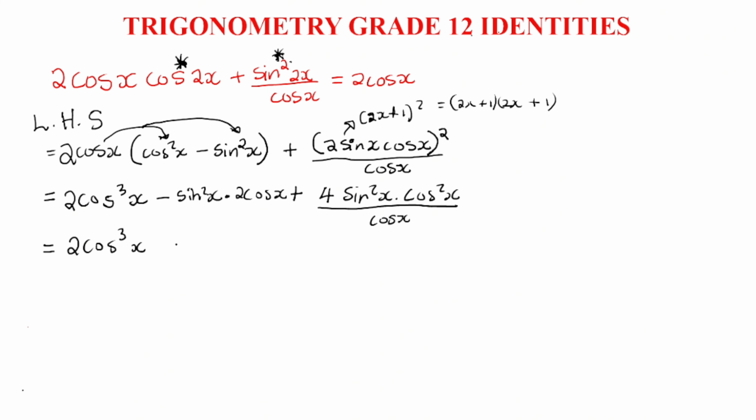These two can multiply there, minus this is going to give us a 2 sine squared x, and then cos x will stay as cos x here, and then here this cos at the bottom would cancel with 1 cos, therefore we're going to be left with the plus 4 sine squared x times cos x.